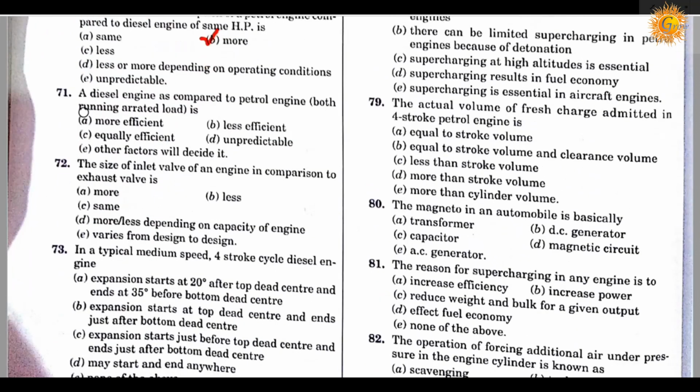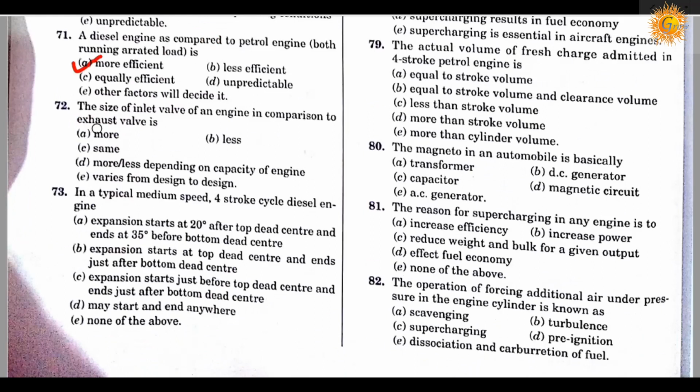Question number 71. A diesel engine as compared to a petrol engine, both running at rated load, is: option A, more efficient; option B, less efficient; option C, equally efficient; option D, unpredictable; option E, other factors will decide it. So the correct answer is A, more efficient.